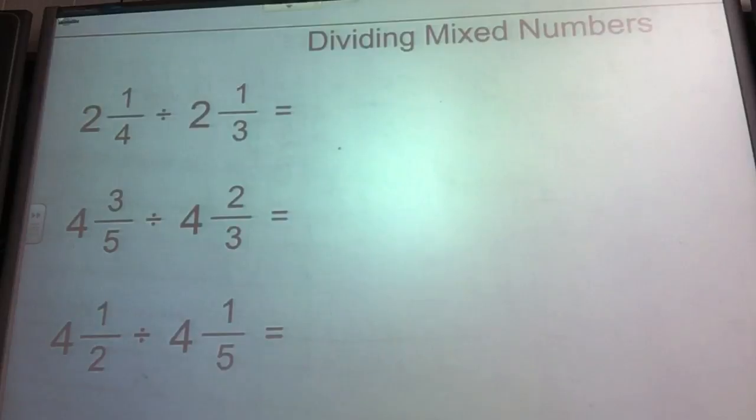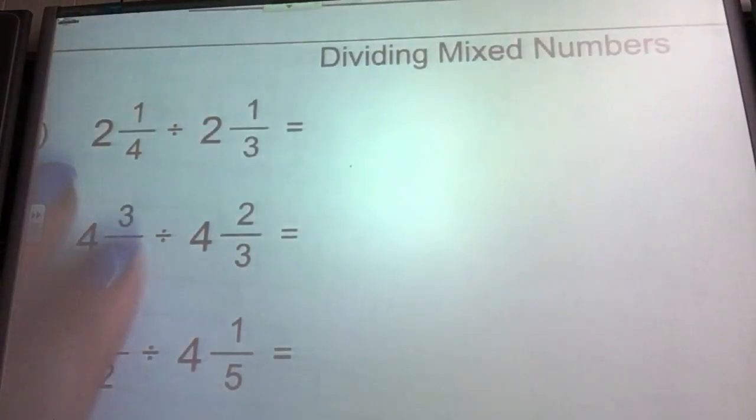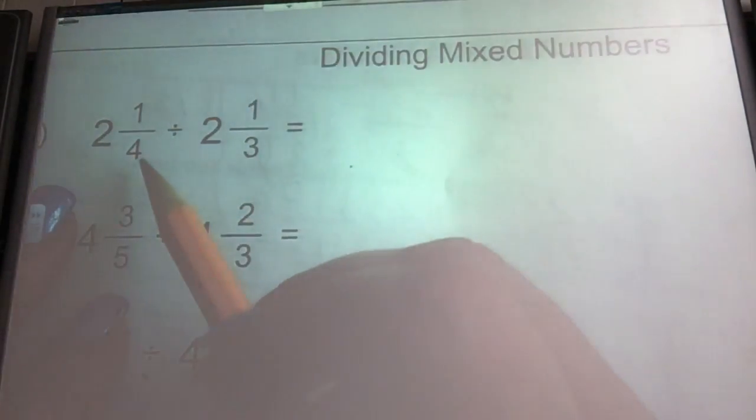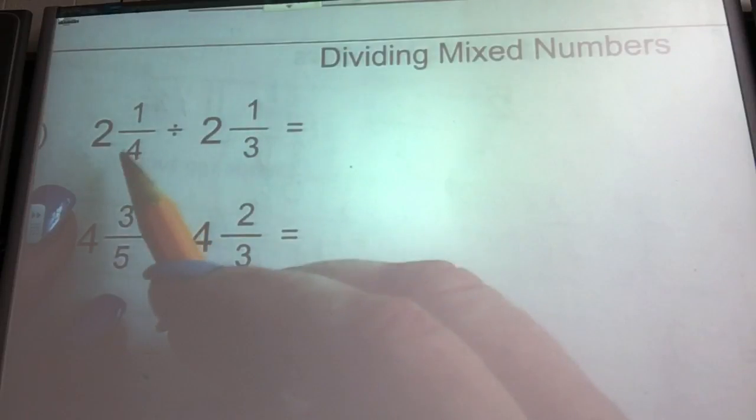Alright, we're going to work on dividing mixed numbers. Now, dividing mixed numbers works the same as multiplying mixed numbers. You just have to do the keep, change, flip when you're done. So first, make this a mixed number. It's a mixed number because you have a whole number and a fraction. I'm going to turn it into an improper fraction where the top number is bigger than the bottom.